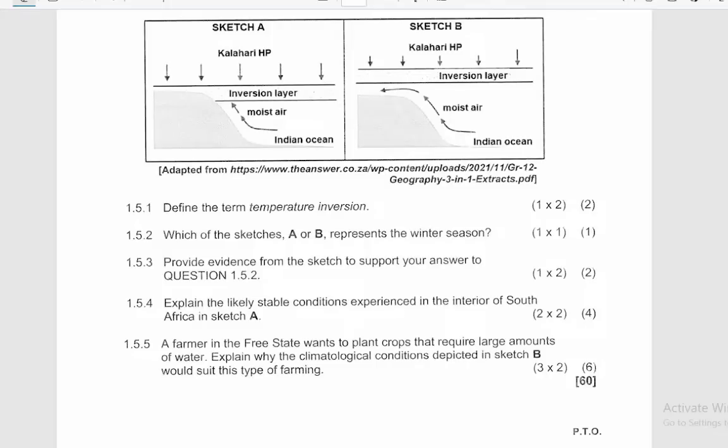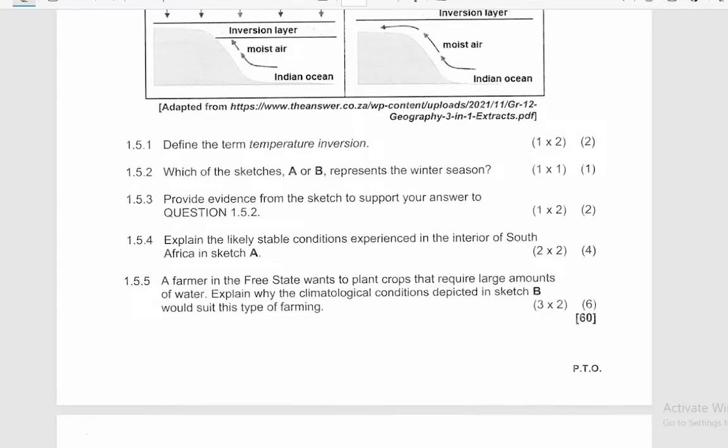The evidence I've already given. The evidence is that the inversion layer is below the plateau. You can see here the inversion layer is here. This whole layer is touching the plateau, is even below the plateau. And what will happen is it blocks the incoming warm and moist air. That is why we have dry conditions over the interior in winter. Warm and moist air cannot reach the interior because it's blocked by the inversion layer here, which happens in winter.